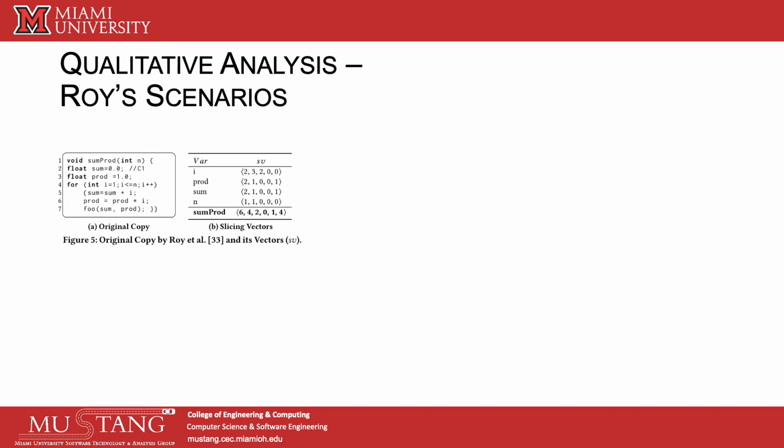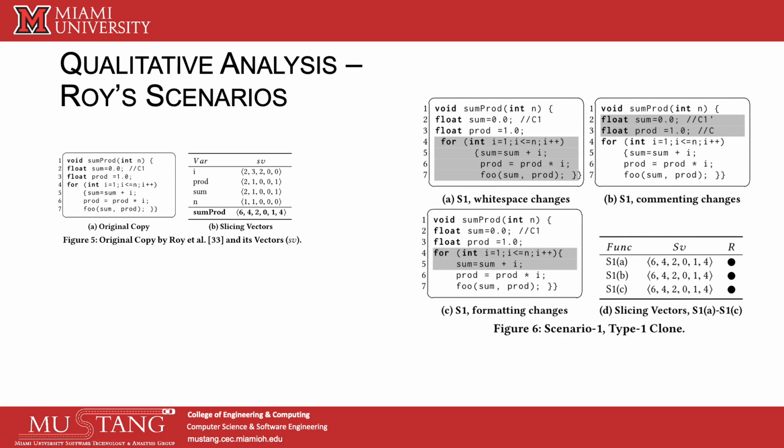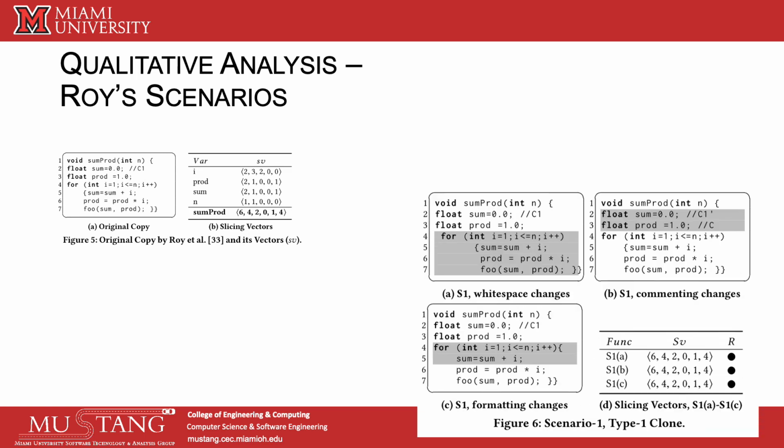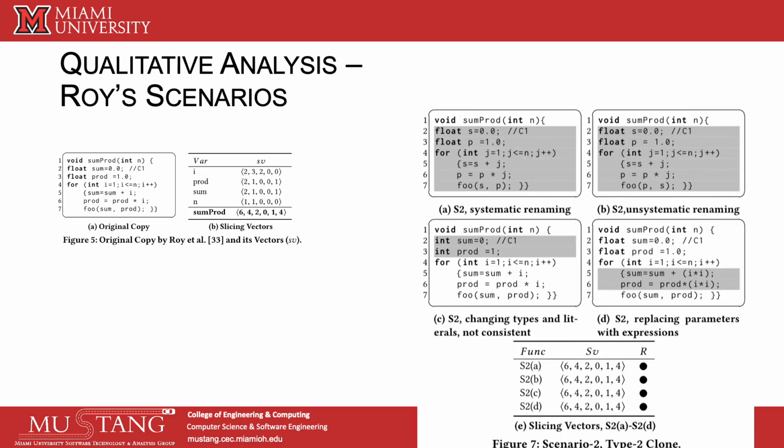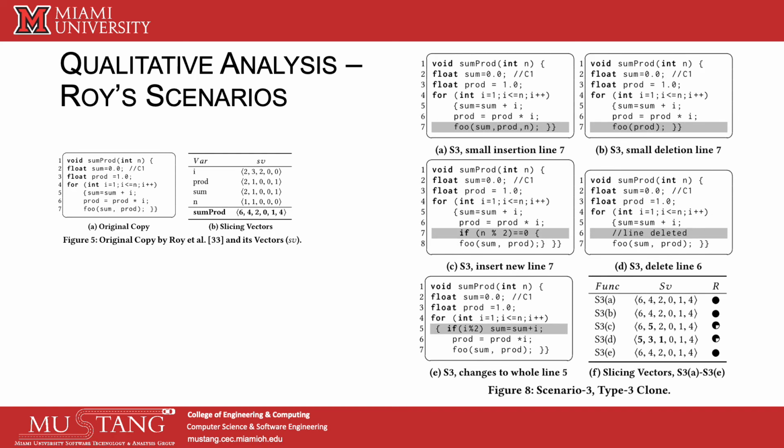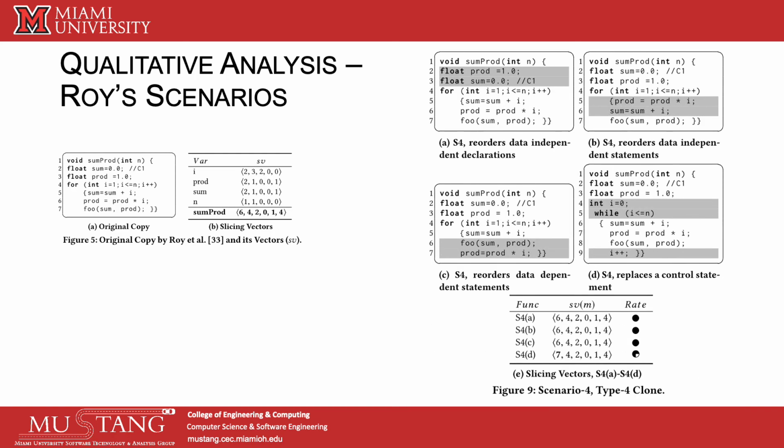Here we use the famous 16 scenarios proposed by Roy to evaluate our tool. We successfully identified all the scenarios with some minor loss in precision, especially in scenarios 3 and 4. So 1 and 2 are successful, 3 has some loss because some lines were deleted or added, and 4 because I is defined twice in S4D.